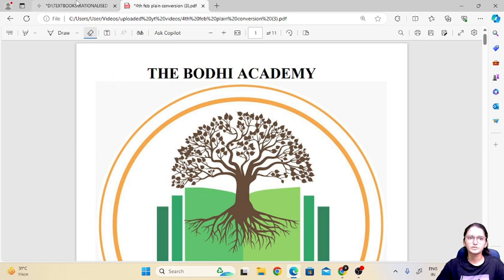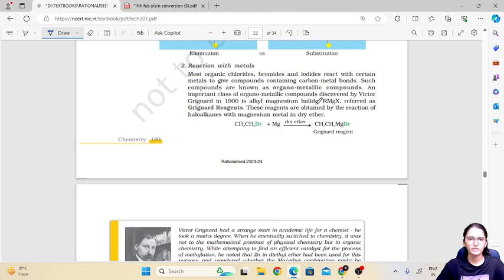Today I am going to continue with the Haloalkanes and Haloarenes chapter, which is part 3. So let us start with the first reaction: reaction with metals. When an alkyl halide is treated with a metal, what compounds do we get? First of all, we will cover the Grignard reagent, which we get as a product.